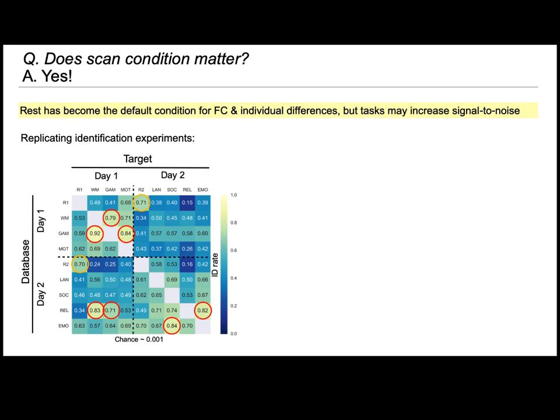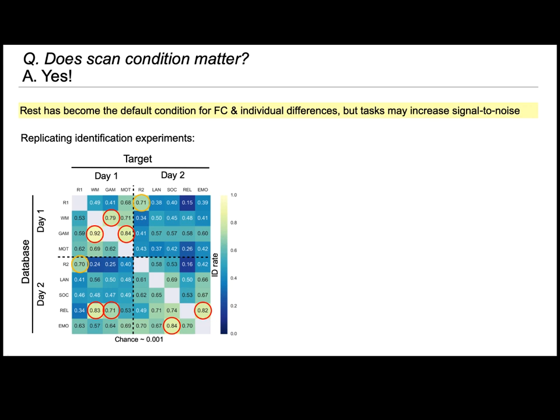And this is interesting because none of these tasks are the same. So we're actually doing better when we match people, for example, between the working memory and the gambling scan. We're getting up to 92% accuracy, better than between rest, which in theory is the same condition both times.